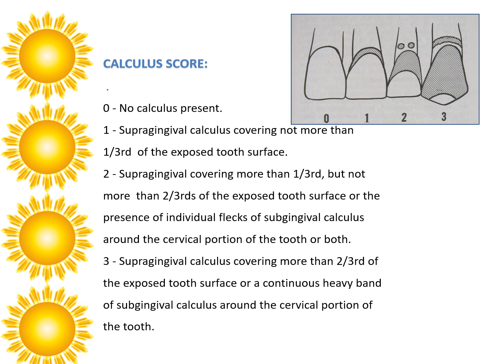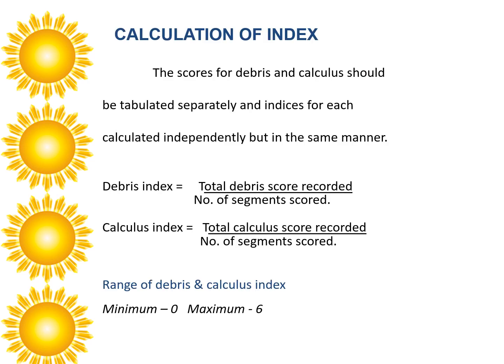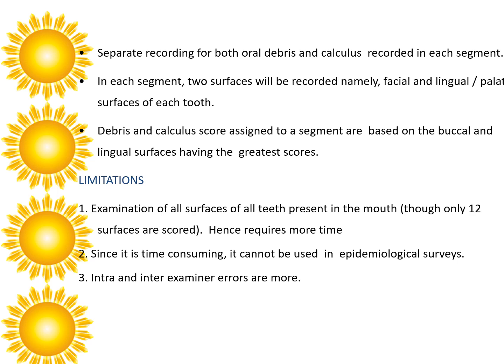And the calculus score again: 0 is no calculus, 1 is supragingival calculus covering not more than 1/3 of the tooth surface, 2 is supragingival calculus covering more than 1/3 but not more than 2/3 of the exposed tooth surface, 3 is supragingival calculus covering more than 2/3 of the exposed tooth surface or a continuous heavy band of subgingival calculus. So how do you calculate the index? Debris score index is given separately and calculus index is given separately. The debris index is the total debris score recorded divided by the number of segments scored, and the calculus index is the total calculus score recorded divided by the number of segments scored. And here the range is given, from minimum 0 to maximum, and these are all the limitations.